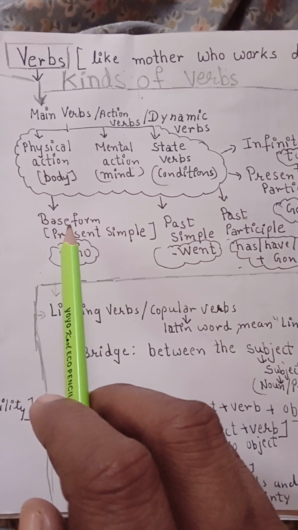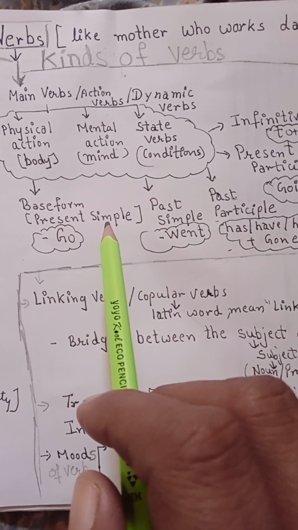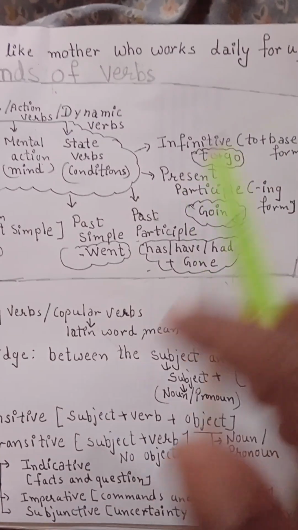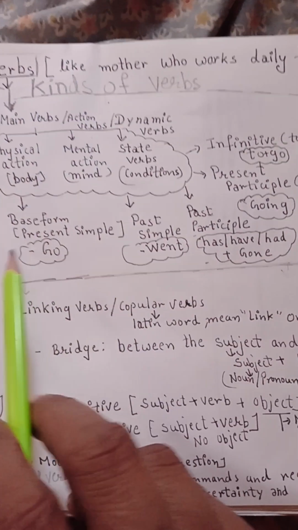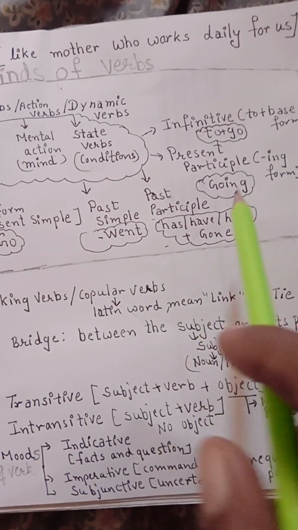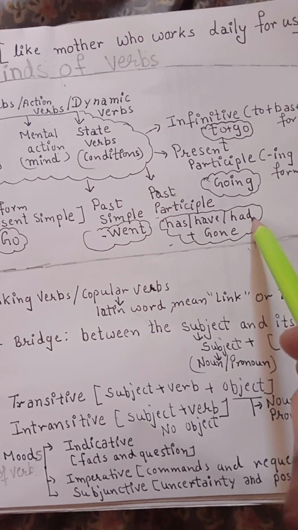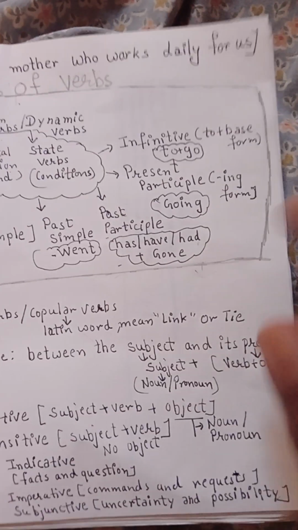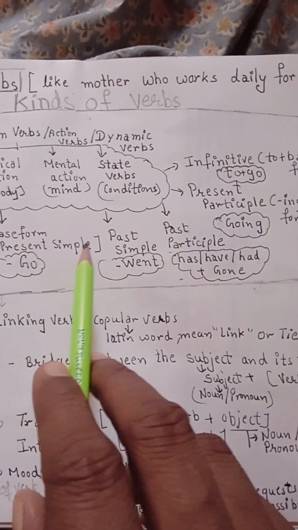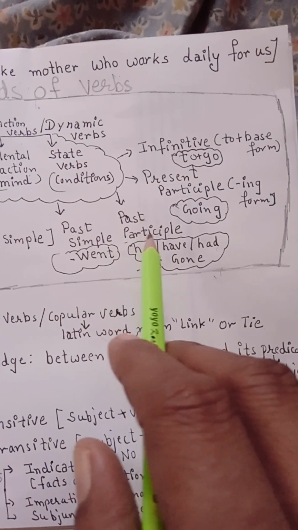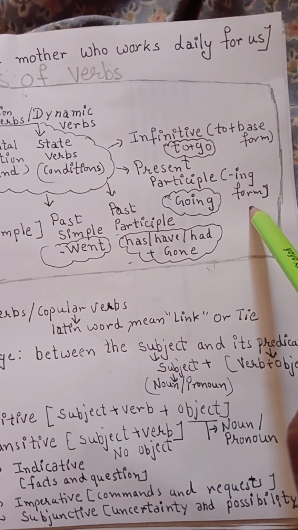Main verbs are also divided into many kinds: base form, present simple, past simple, past participle, present participle, infinitive. For example, go, went, gone. In past participle, has, have, had is used. Okay. And third form of verb is used. This is the third form of verb. This is the first form of verb. This is the second form of verb. Third form of verb, present participle, ing form is very important.